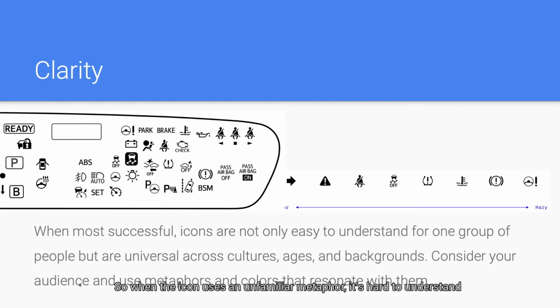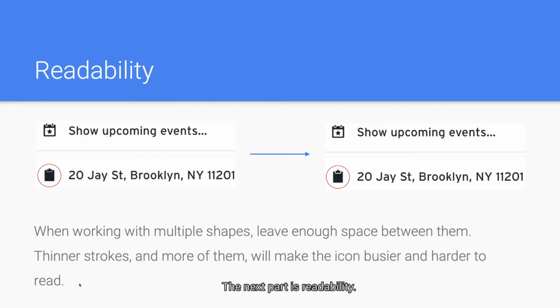So when the icon uses an unfamiliar metaphor, it's hard to understand. Such as the seatbelt reminder light, the third one from the left, is quite literal and we can grasp it quickly, while the one on the far right, the electrical power system warning light, is far hazier and unrecognizable. When most successful, icons are not only easy to understand for one group of people but universal across cultures, ages, and backgrounds. Consider your audience and use metaphors and colors that resonate with them. The next part is readability.